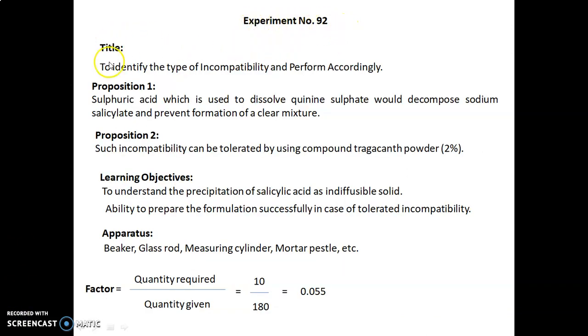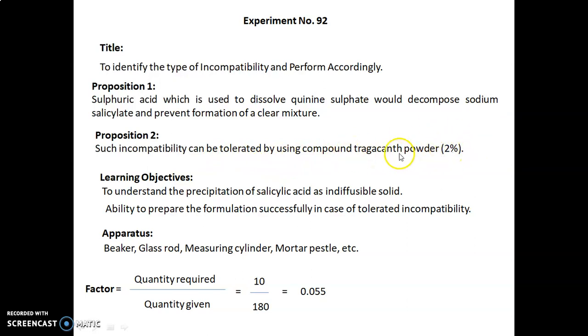Experiment number 92. The title of this experiment is to identify the type of incompatibility and perform accordingly. Proposition 1: Sulfuric acid, which is used to dissolve the quinine sulfate, would decompose the sodium salicylate and prevent the formation of a clear mixture. Proposition 2: Such incompatibility can be tolerated by using tragacanth powder 2%.